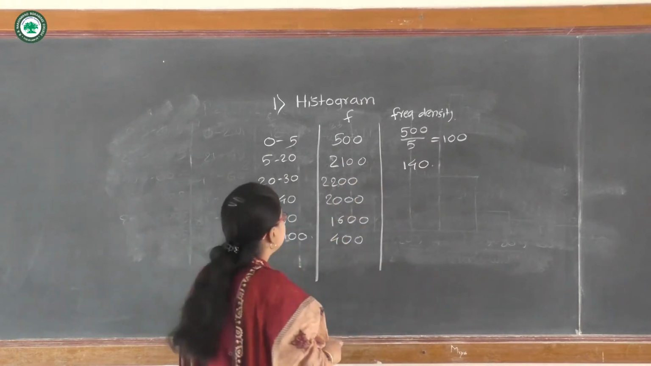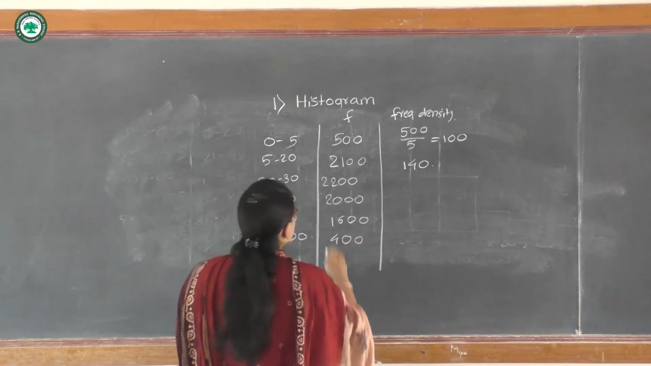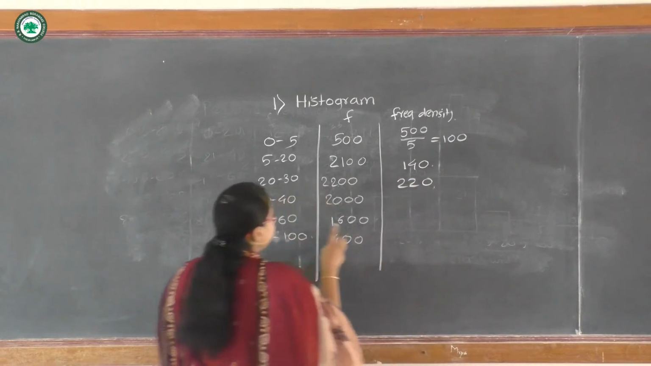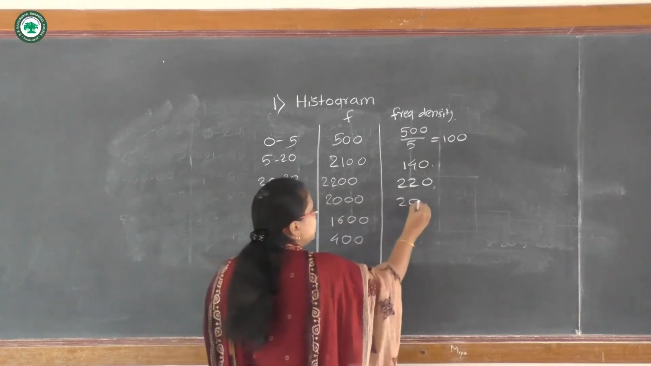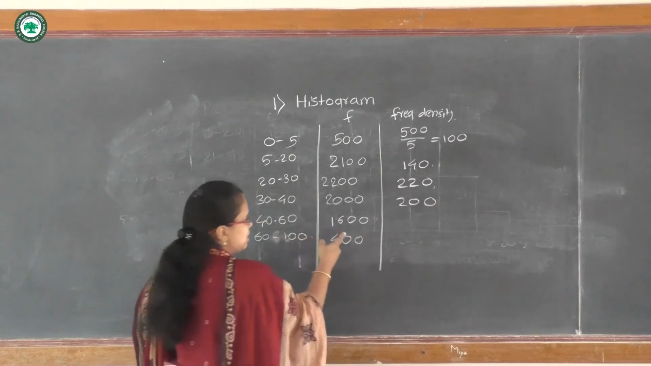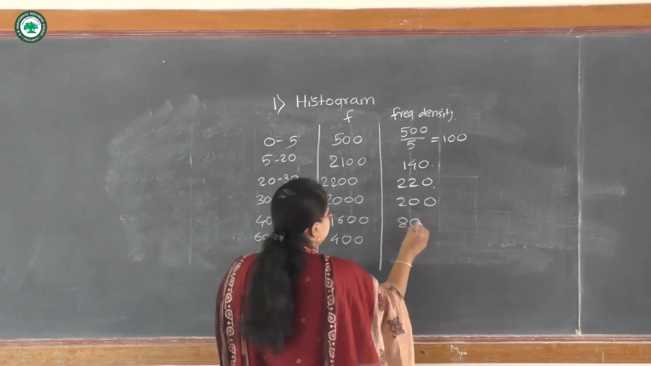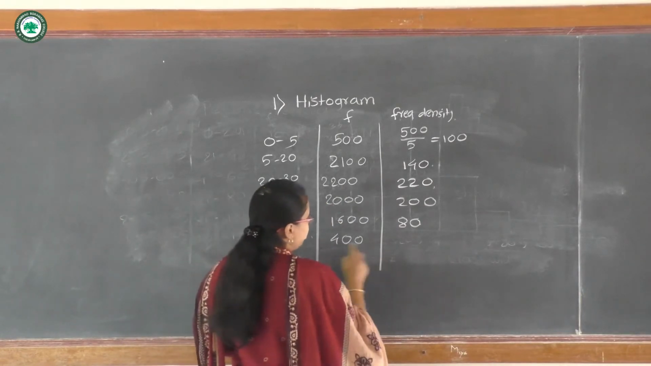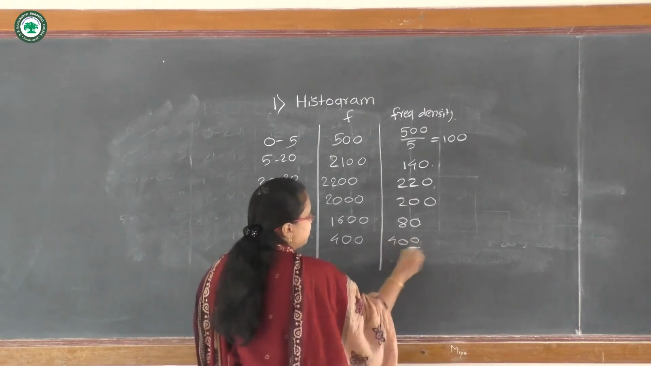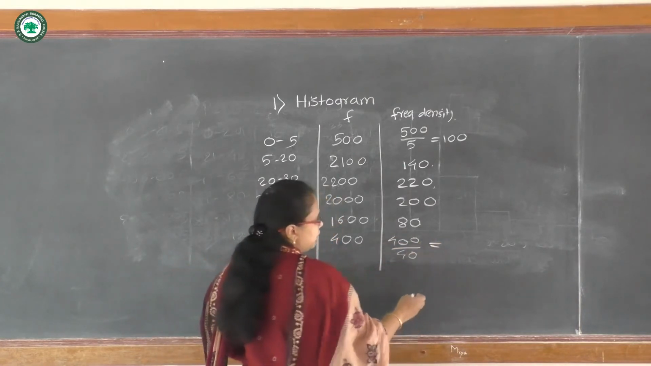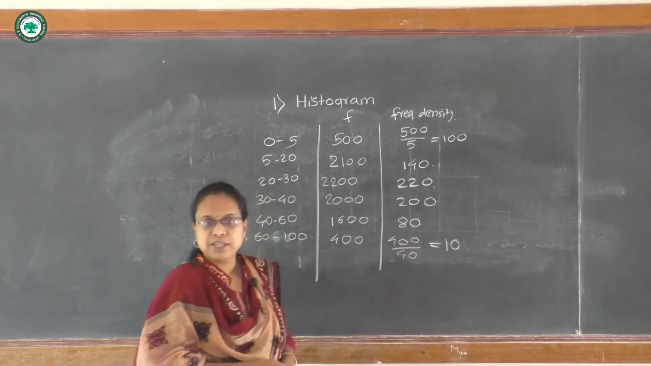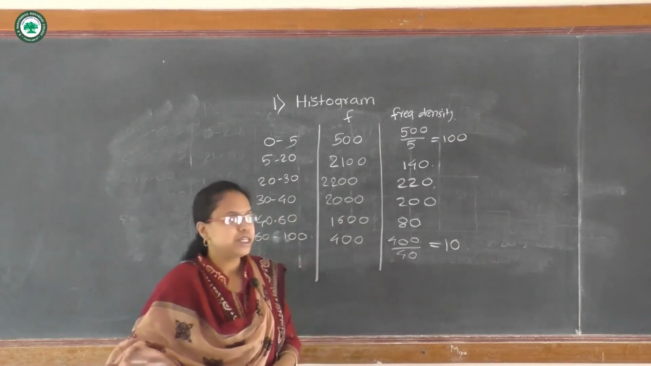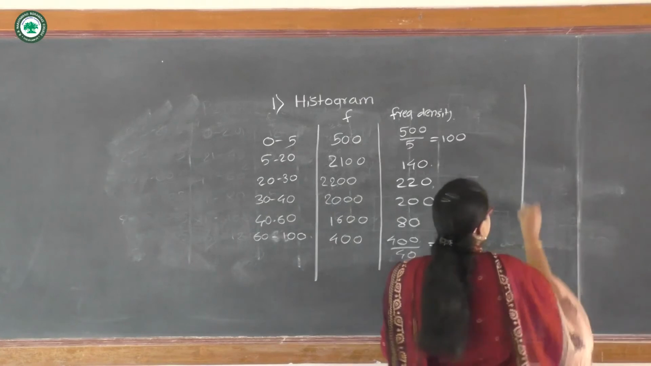Then for the next class the class width is 15, and we get 2100 divided by 15, so it will be 140. Then here the class width is 10, so 220. Here the class width is also 10, then it is 200. Here the class width is 20, so it will be 80. Here the class width is 40, so we get 400 divided by 40, so it will be 10. So these are the frequency densities, and we have to use these when we draw the histogram. So let's draw it.